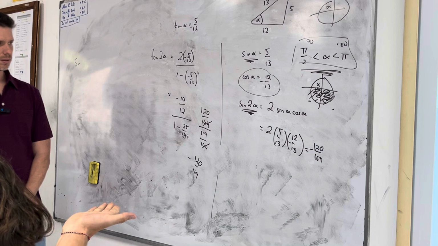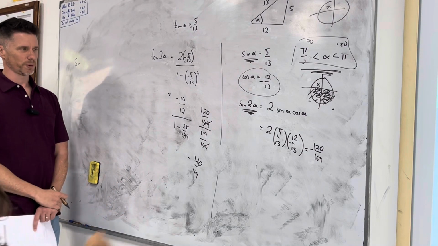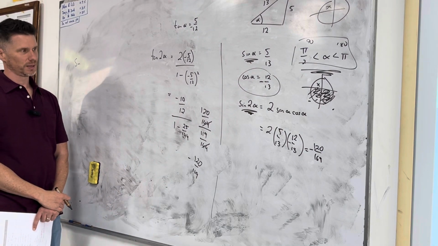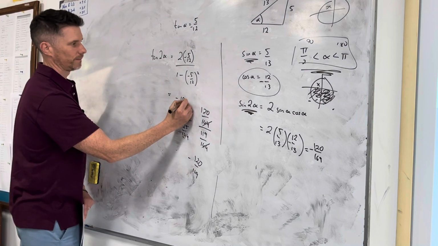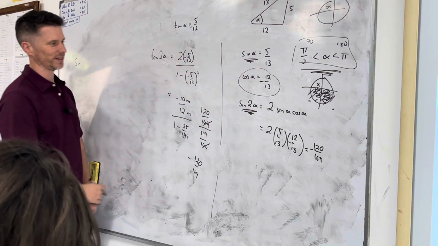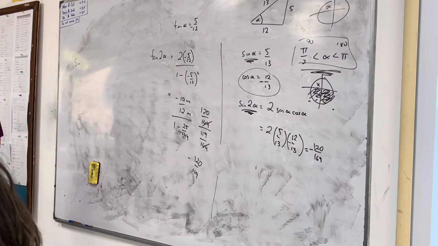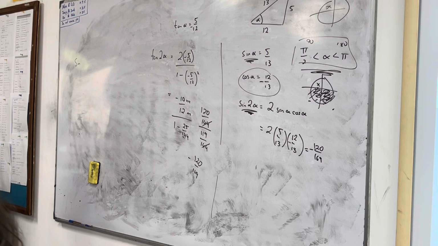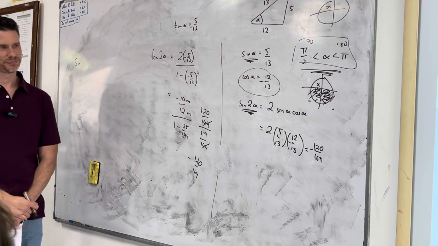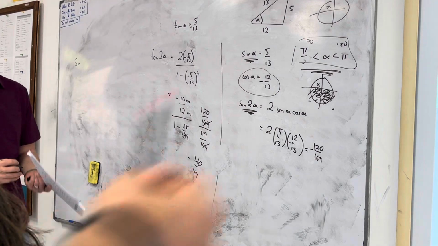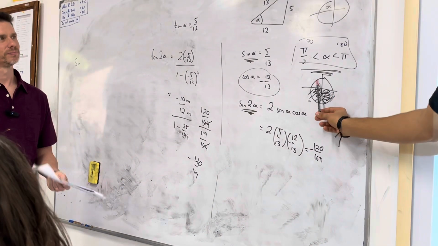How'd you do that? Which bit? The answer's right. Where do you go? Times by 12 over 12. Oh, okay. Yeah, just find a common denominator. It took me a second. So this is where the original. Look, I'll show you. Okay. Look. See in this one.